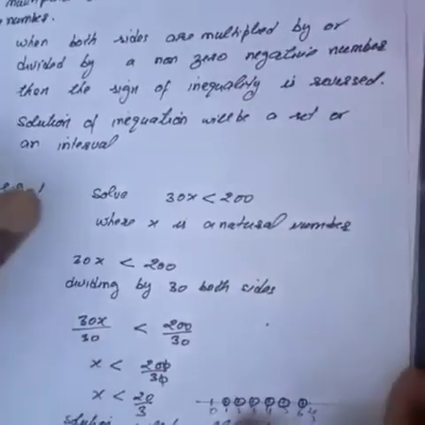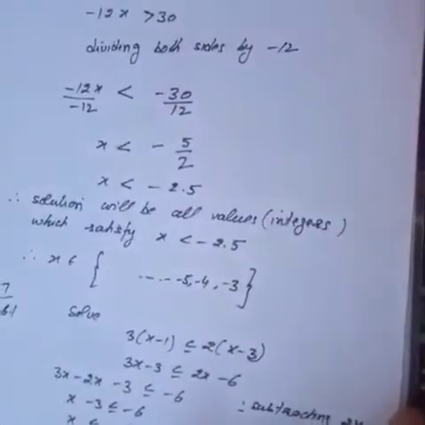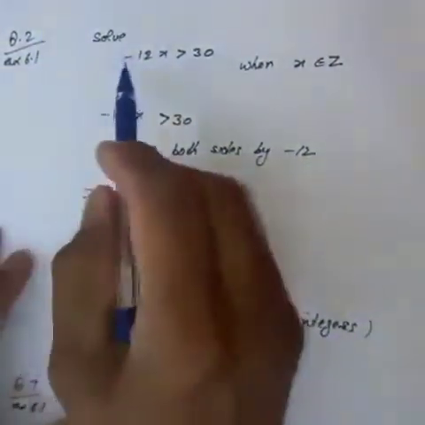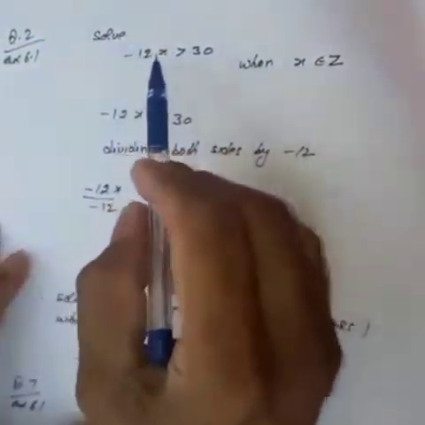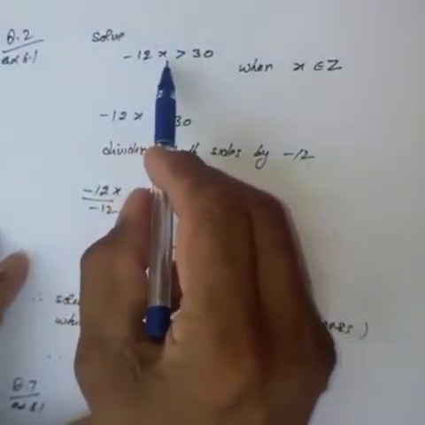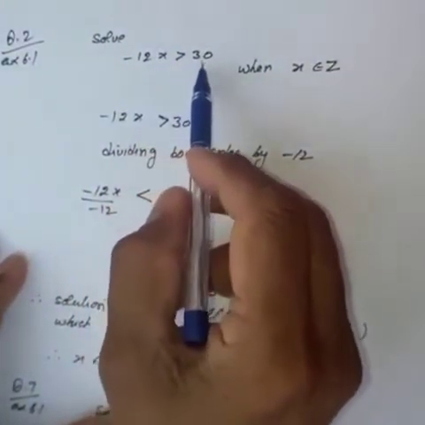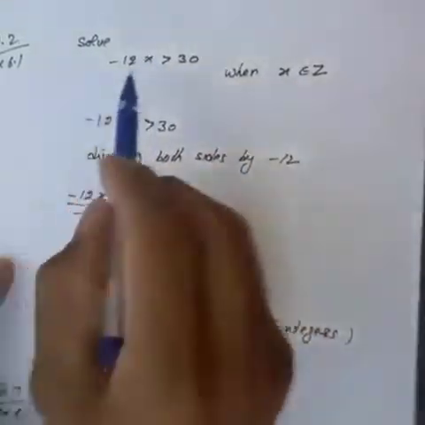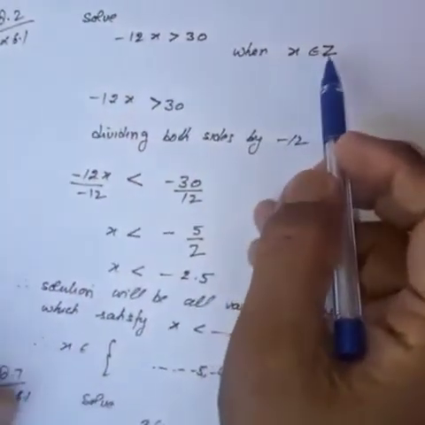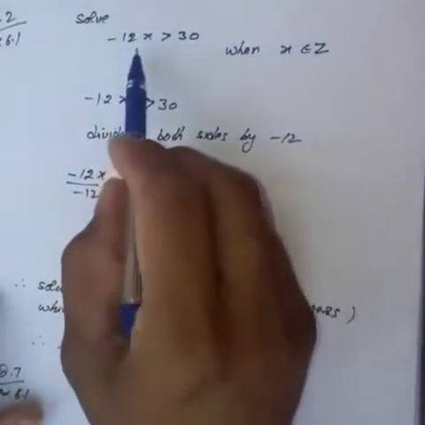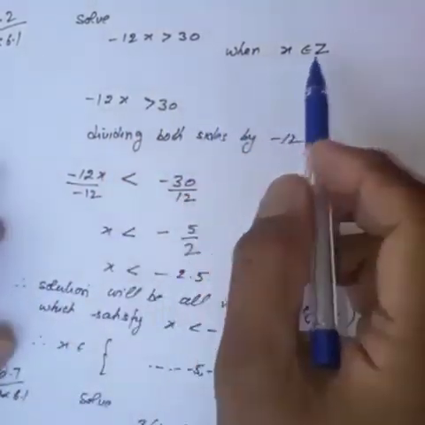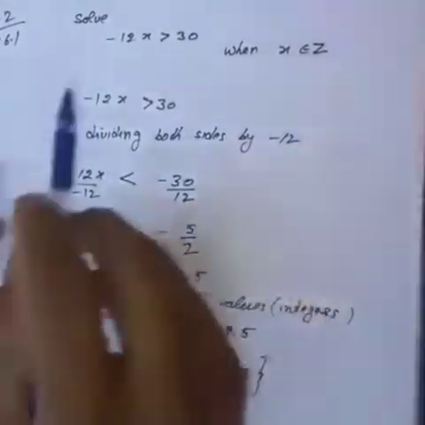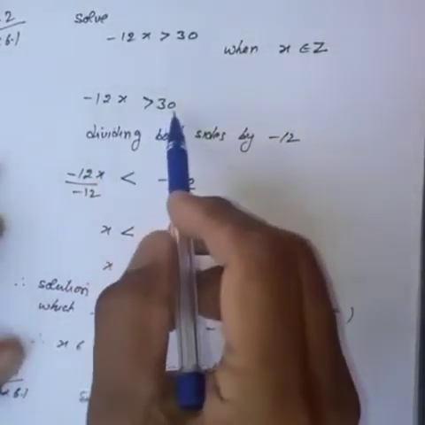Now consider some more examples of this type. It is question number 2 of exercise 6.1. Solve minus 12x greater than 30. Now x is any integer, so we have to select the integral values of x only. Non-integral values will be rejected. So minus 12x is greater than 30.